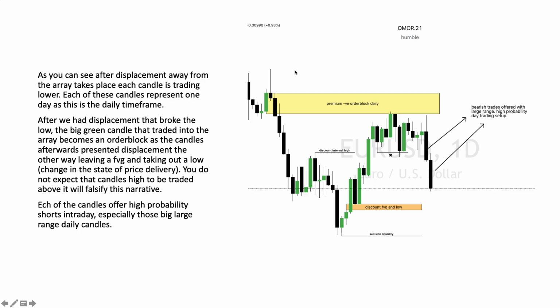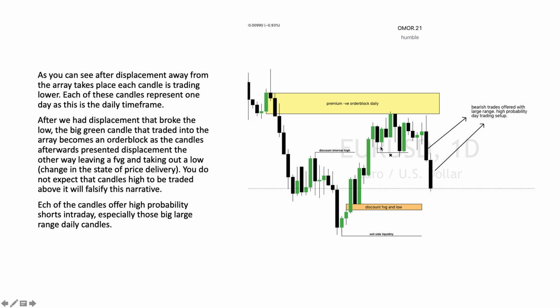So as you can see, after displacement away from the array takes place, each candle, we're assuming we're going to start trading lower. You're only waiting for setups in line with your drawn liquidity. After this displacement has occurred, yep, the next candle trades higher, but it's not going above this order block. This is an order block. Why is it an order block? This is the last up close candle before the move lower, and it's a change in the state of price delivery. We changed here, and then we moved away with the fair value gap, and we took out this low, right?